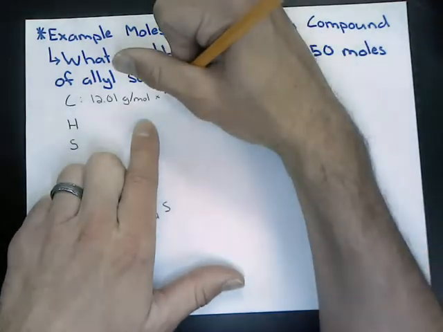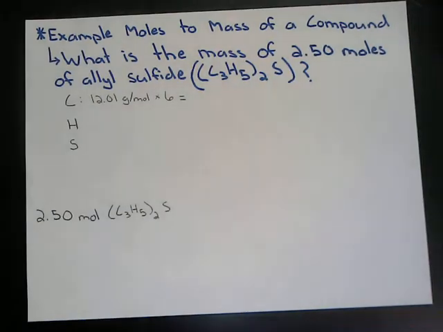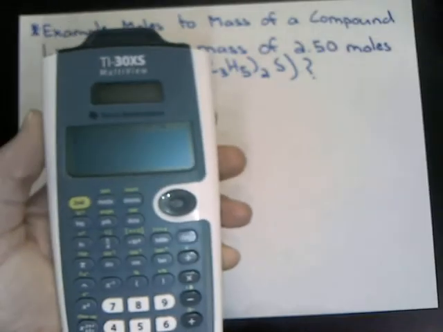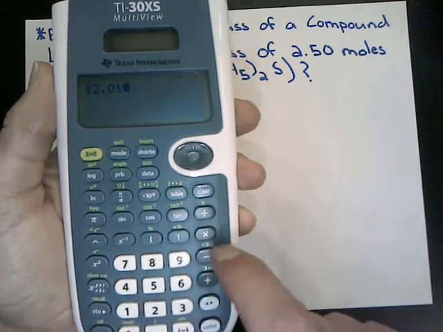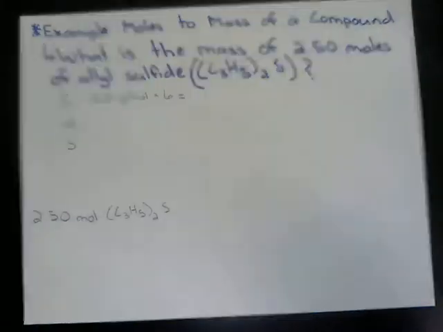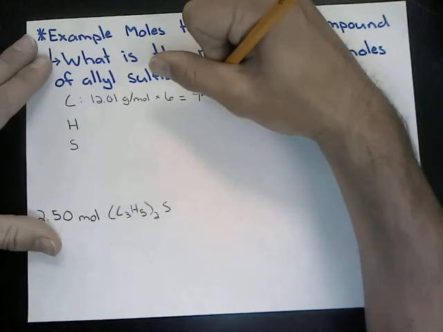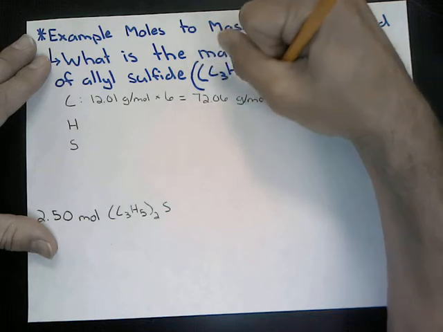So that means we actually have 6 moles of carbon. Now, all I'm going to do here is plug this into my calculator. I have 12.01 times 6, and I get a value of 72.06 grams per mole.